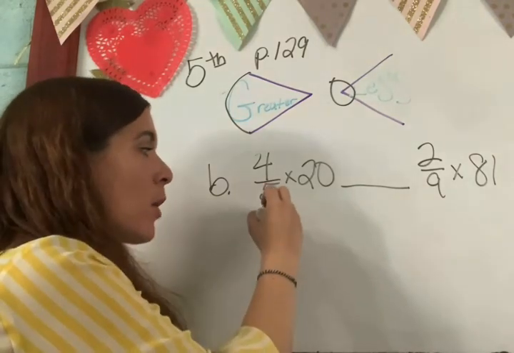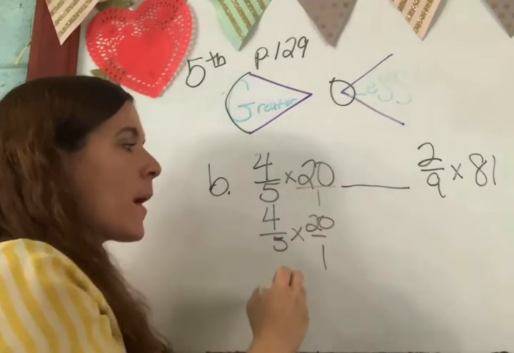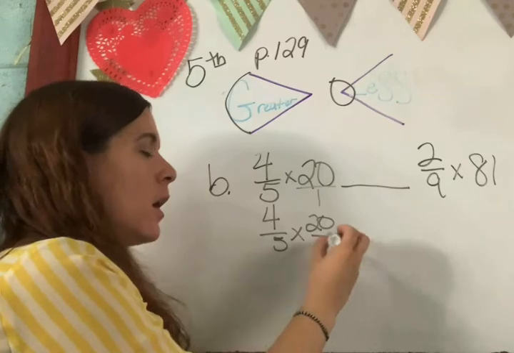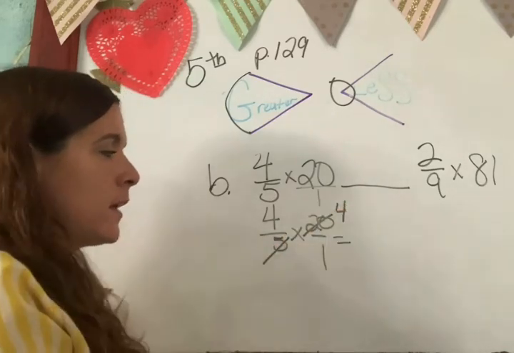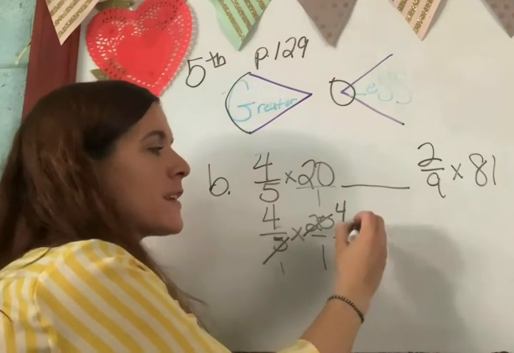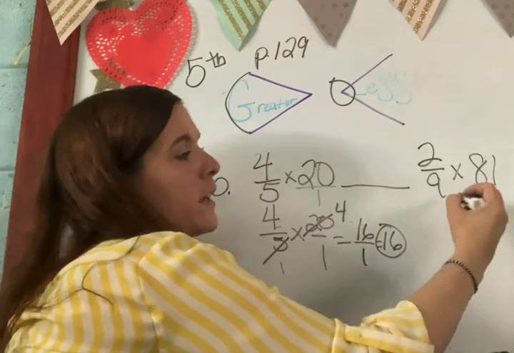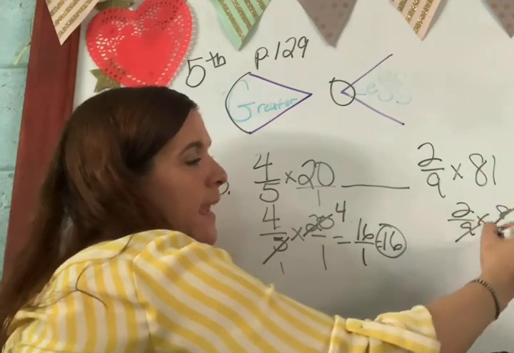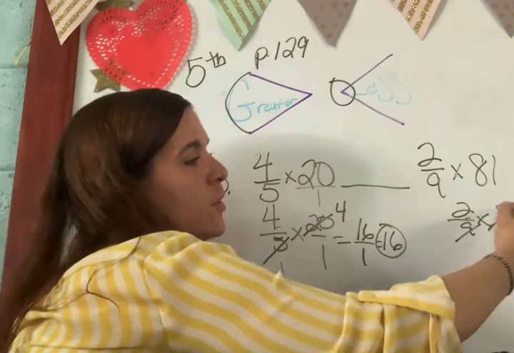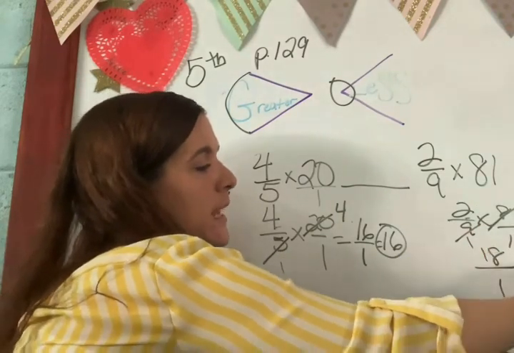Ready? Here we go. We're going to do 4/5 times 20 over 1, right? Because this is a whole number, we have to put it over 1. Okay, I'm going to cancel on this one. 20 divided by 5 is 4. And this is 1. So that's 4 times 4 is 16 over 1. So that's 16. Okay? Over here it's 2/9 times 81 over 1. 81 divided by 9 is 9. 2 times 9 is 18 over 1, which equals 18.